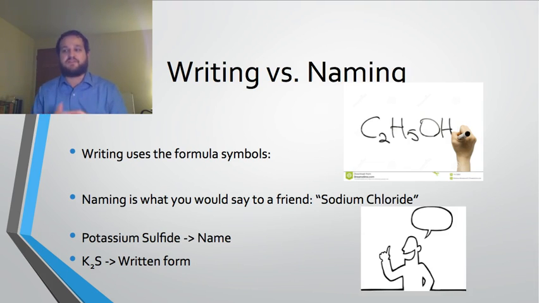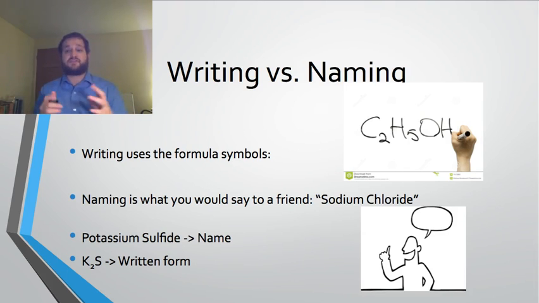Naming a chemical formula is what you would actually say to a friend. So you wouldn't say to somebody, hey, go get the NaCl or the K2S or the CuSO4.6H2O. Like, wow, that is a lot to talk. So instead we have names for these things that we actually say out loud. So we write them and name them, and those are two different things. The naming is what you would actually say, whereas the writing is what you would write down on a piece of paper with the actual element symbols.